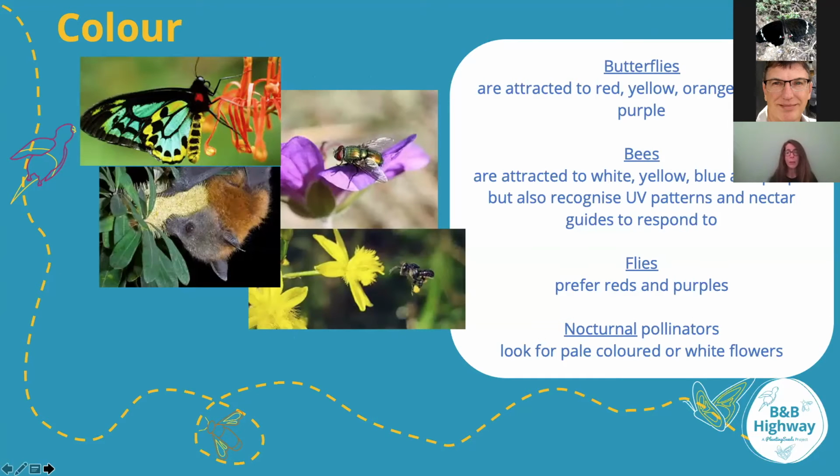Color too is very important. So now when you go outside, you can know that the type of color a flower is for a particular reason. And then if you're patient enough, maybe you'll see that pollinator come to visit that particular colored flower. Here are some great examples of the colors that butterflies, bees, flies, and even the nocturnal pollinators are attracted to. So butterflies are looking for red and yellow, orange, pink, and purple, so a good variety. Bees like white, yellow, blue, and purple. Flies prefer reds and purples, and the nocturnal pollinators are looking out for the pale colored or white flowers that are reflecting the light of the moon. So that's pretty amazing too.